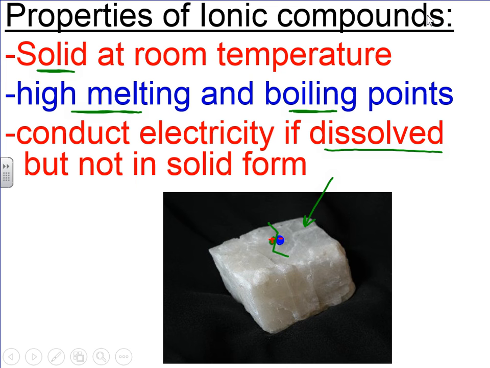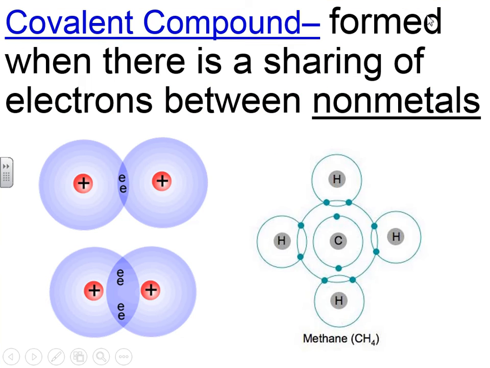And that's the idea. Alright, now covalent compounds, the other class of compounds, are formed when there is a sharing of electrons. Not a transfer, but a sharing of electrons. And this usually happens between nonmetals. So a case in point would be carbon, which is a nonmetal, and hydrogen, which is also a nonmetal.